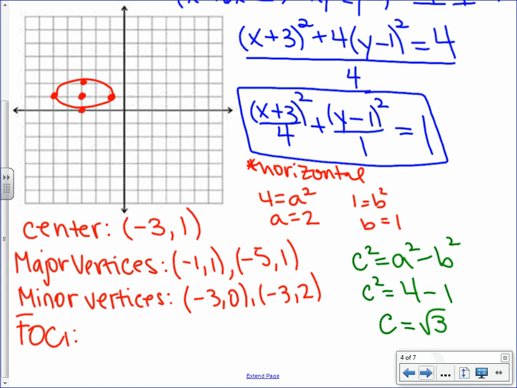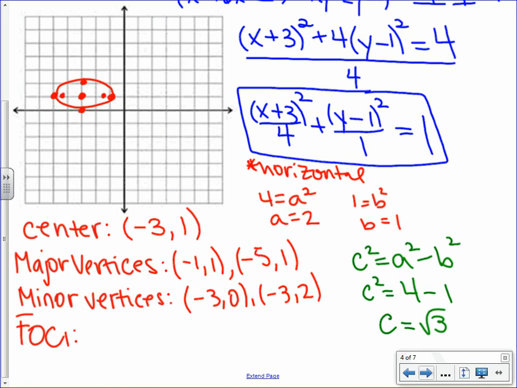One and 2 or 0 and 1? Okay, square root of 4 is 2, right? And so square root of 3 would have to be less than that. Square root of 1 is 1. So square root of 3 is going to have to be between 1 and 2, right? So I'm going to move out a little bit more than 1 here on each side. And those are my foci.